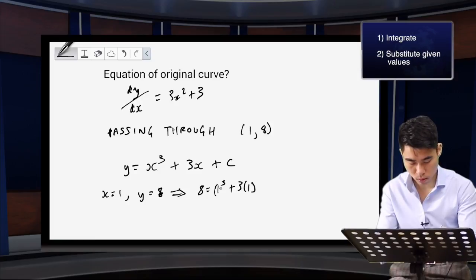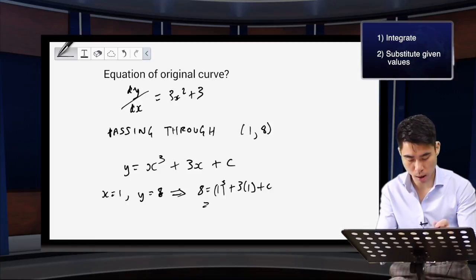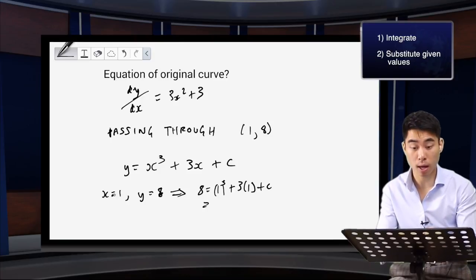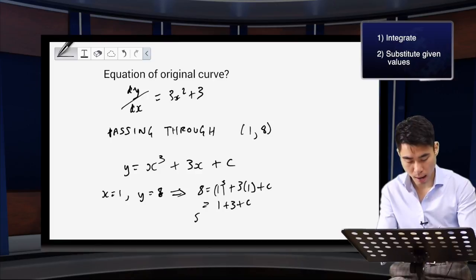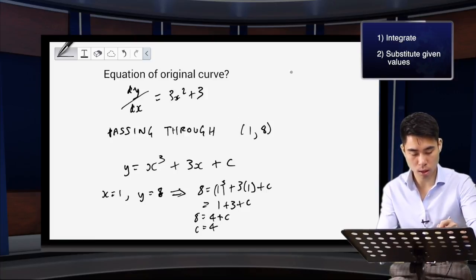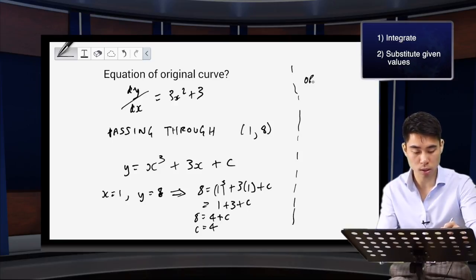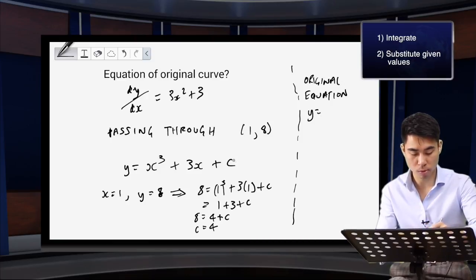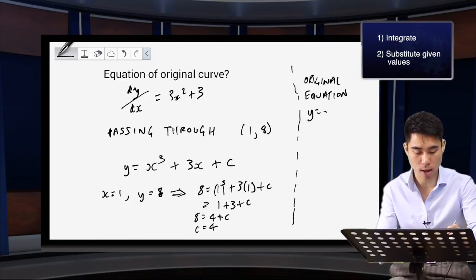So, just replacing my y with 8 here, my x with 1 here, 1, 1. So this equals 1 plus 3 plus c. So here 8 equals 4 plus c. So your c is going to equal 4. Now we've got this, last step, I'm going to come up here. So the original equation is going to be y equals, so it's just going to be this, but I'm replacing my plus c with the value of c that we've worked out here: x cubed plus 3x plus 4.